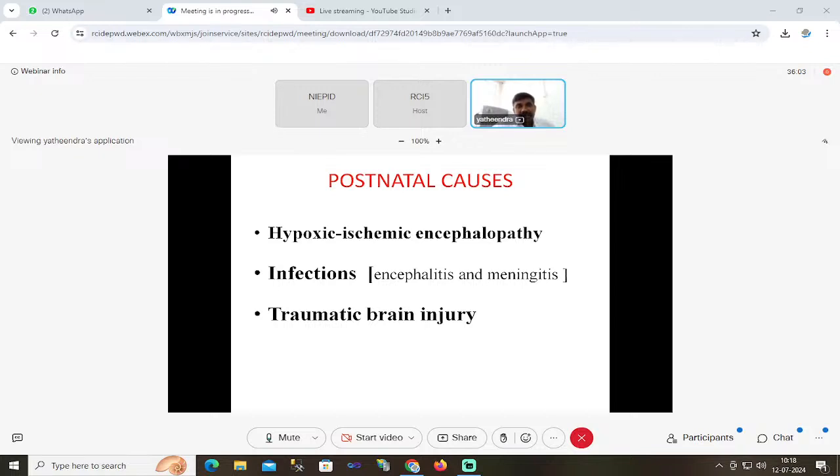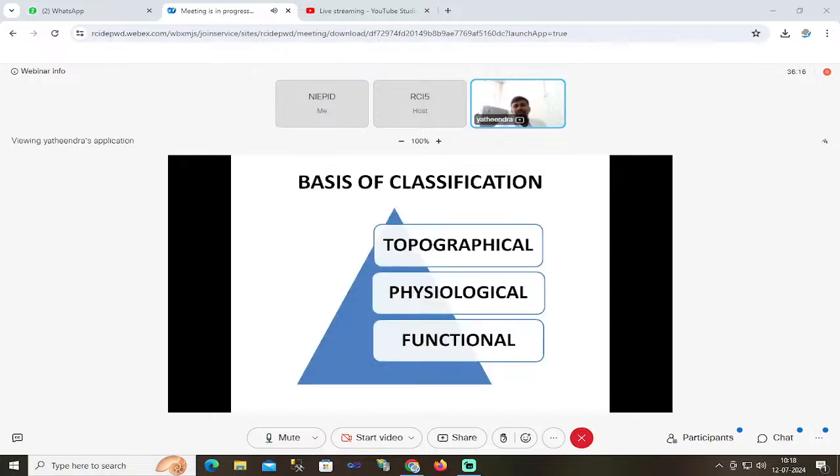Okay. Then traumatic brain injury: any injury, the baby may fall down, or some injury to the baby, traction injuries, or a number of injuries can be there. That can also lead to the development of CP, brain damage. So, that was about a few things with the etiology and manifestations.